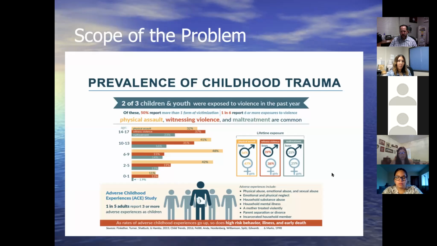So, prevalence of childhood trauma. Two out of three children and youth were exposed to violence in the last year. Once again, just because they're exposed doesn't mean they absolutely have a trauma reaction, but that's a very high rate. Of these, 50% report more than one form of victimization. Like I said, we're going to get into complex trauma. These things can happen multiple times.